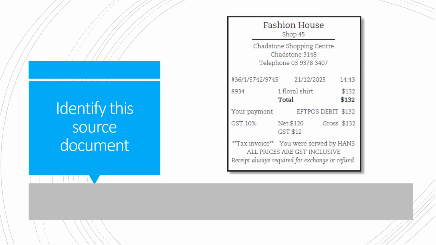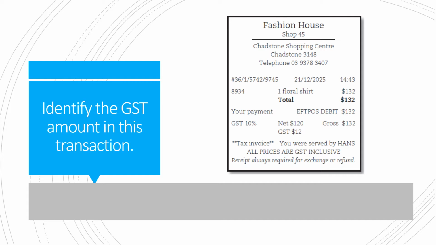How about this source document? Have you seen something similar? This is still called a cash receipt. To be specific, it is a cash register receipt, something you would also receive when you are buying something from Kohl's. Again, as a customer, the customer would receive the original copy, while the business keeps duplicate copies of the cash register receipt. Can you identify the GST amount in this transaction here? The GST amount is clearly stated and it is $12.